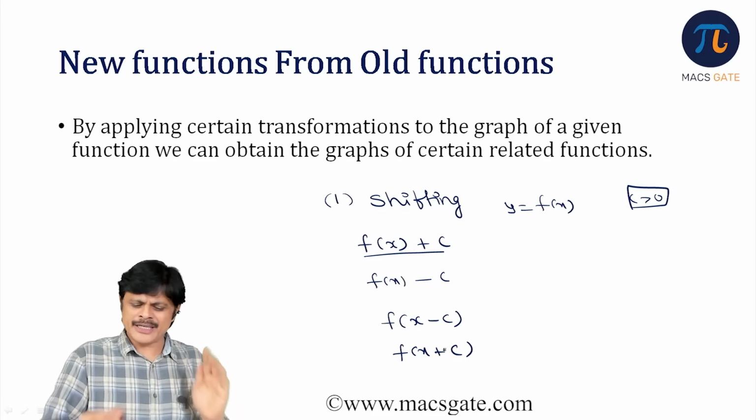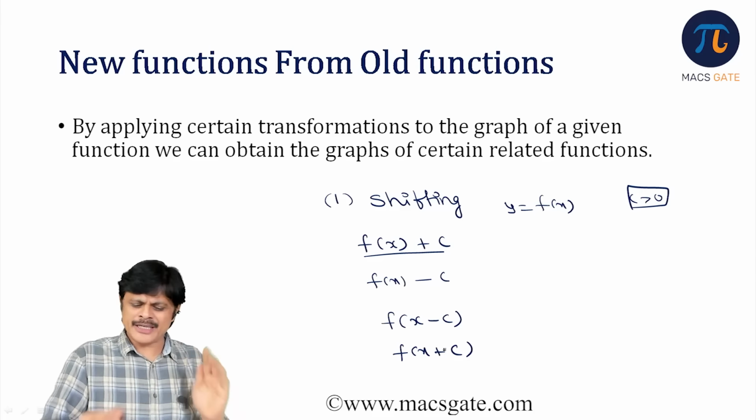So the idea is something like this. Suppose your original graph is this f(x) graph. What happens when it is f(x) plus c? The same graph shifts c units up. This is f(x) plus c. And if it is f(x) minus c, the same graph shifts c units down. The graph is the same, c units downwards it will shift.